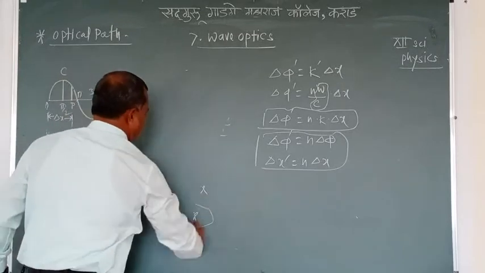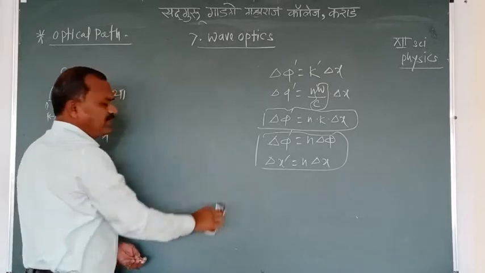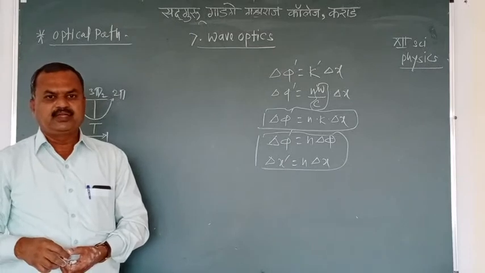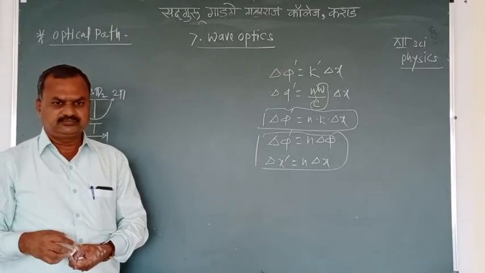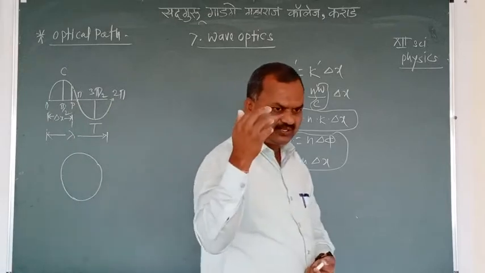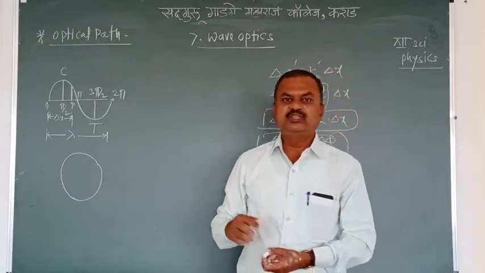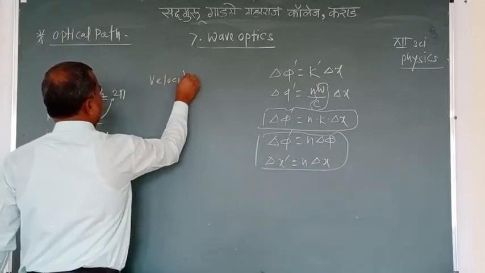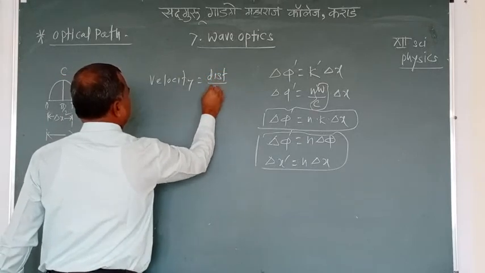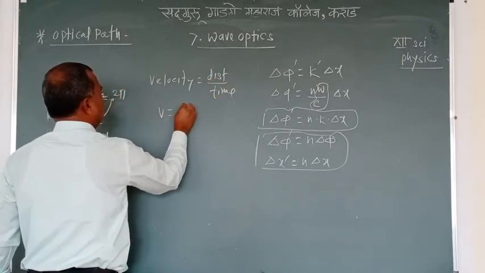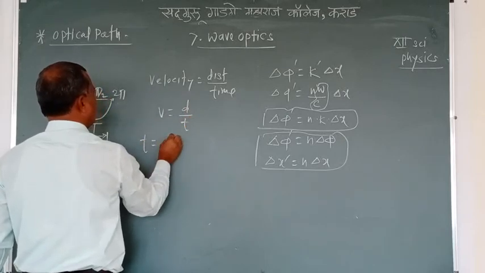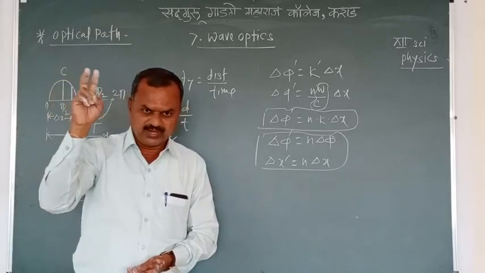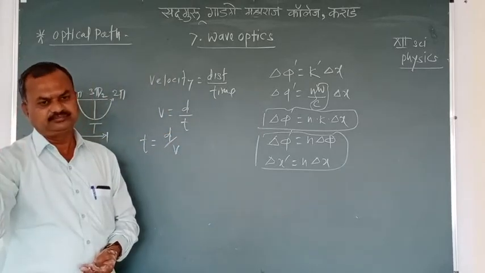Here we consider two media, one free space and the second a medium. In time t, that wave covers some distance in free space as well as in the medium with some velocity. Then according to the formula, velocity equal to distance divided by time. That is, v is equal to d divided by t, or t is equal to d divided by v. Apply this formula for the two media, free space and the medium.